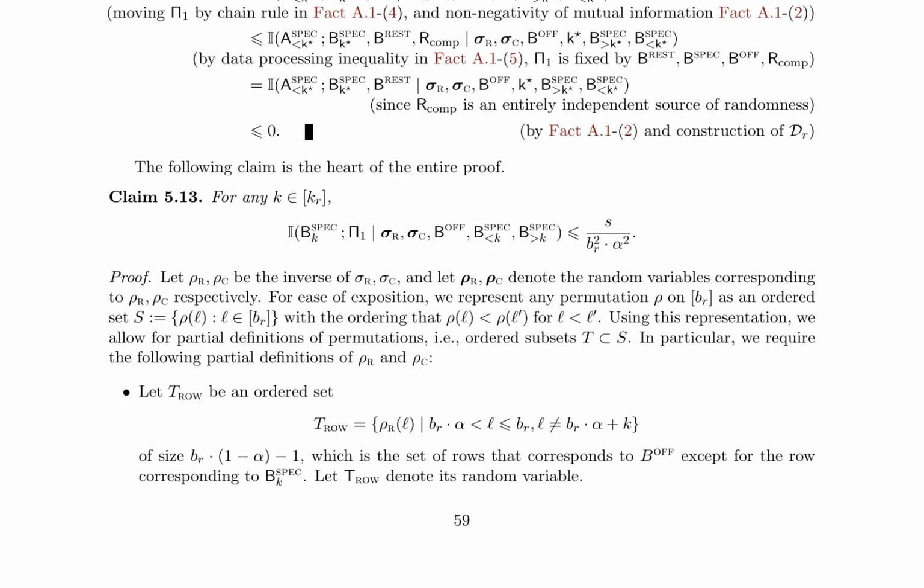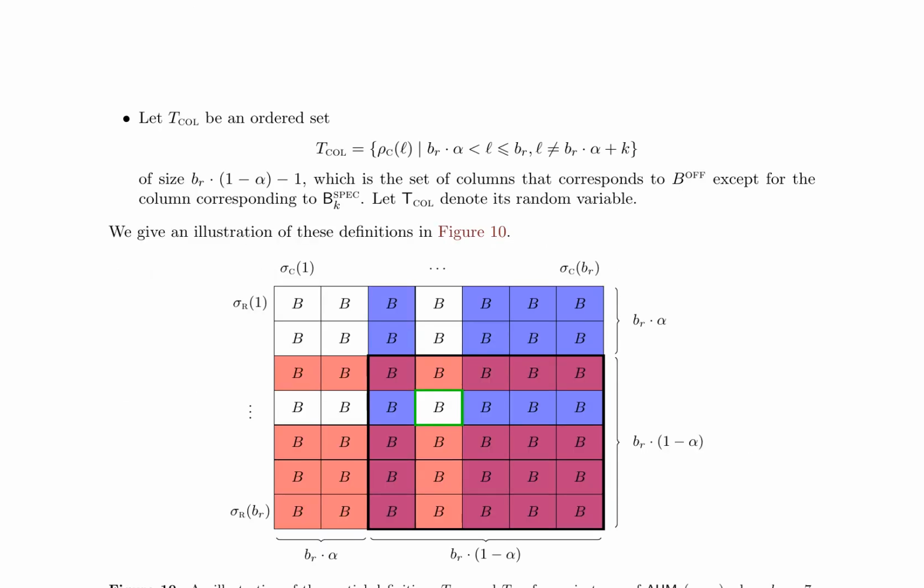To achieve this, the authors use various claims and lemmas to bound the mutual information between different variables in the system. For example, claim 5.12 shows that certain variables are independent given specific conditions, while claim 5.13 provides a bound on the mutual information between a variable and a set of messages. These bounds are essential for establishing the desired properties of the quantum communication protocol.